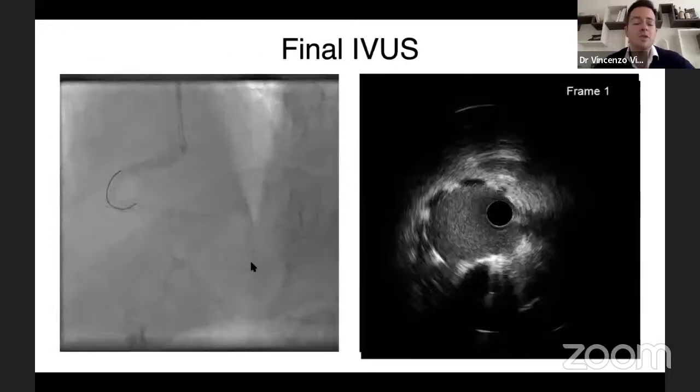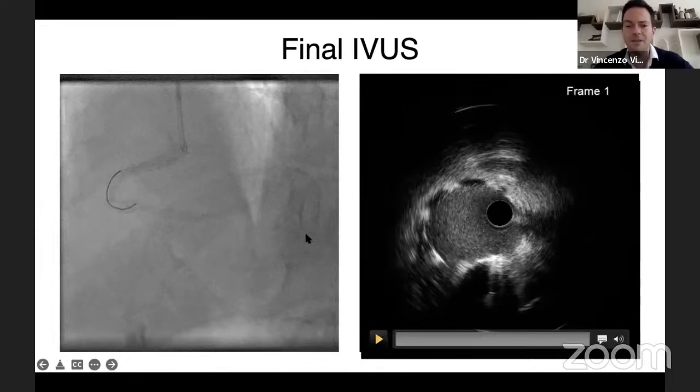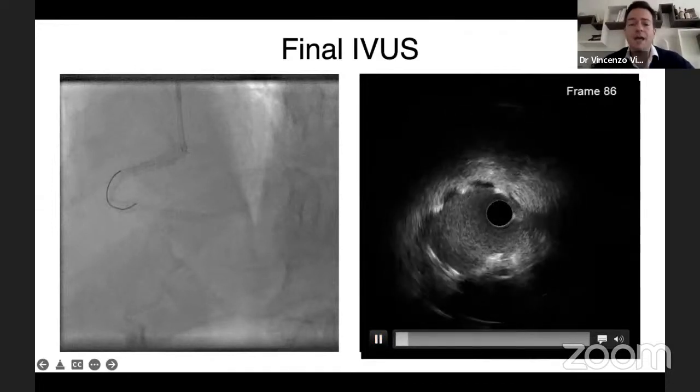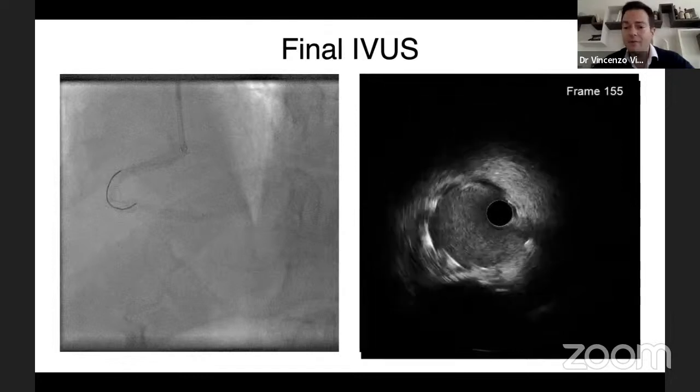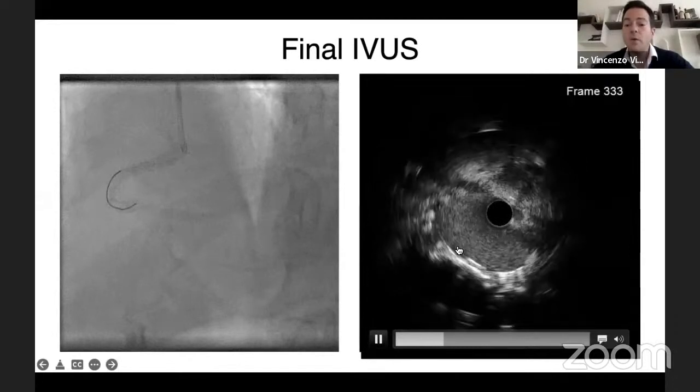I repeated the IVUS. Unfortunately, the tip of the IVUS catheter, I was using the OptiCross HD from Boston, wasn't able to advance over the first bend where there was the first stent implanted in 2016. So I couldn't see very well the distal edge of the stent for 3 or 4 millimeters. However, the final result showed that in the distal part of the stent, we have a very nicely rounded, well-expanded and well-apposed stent.